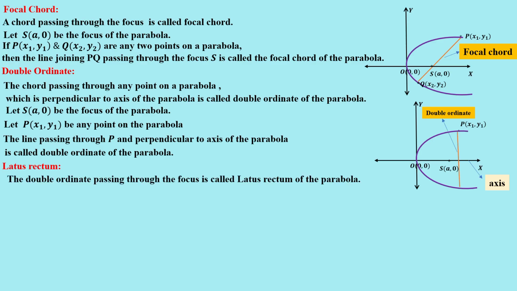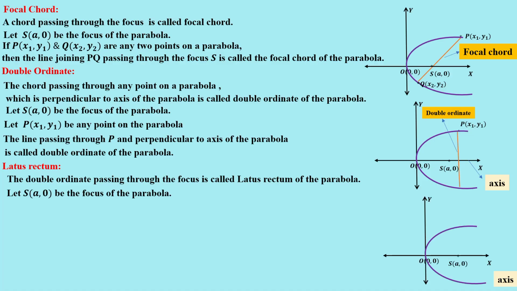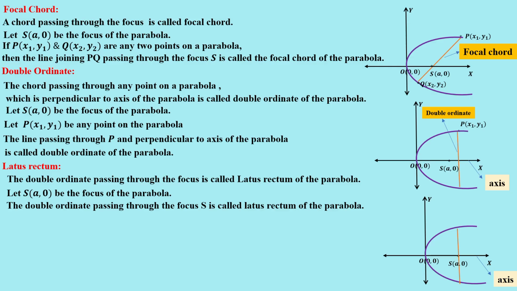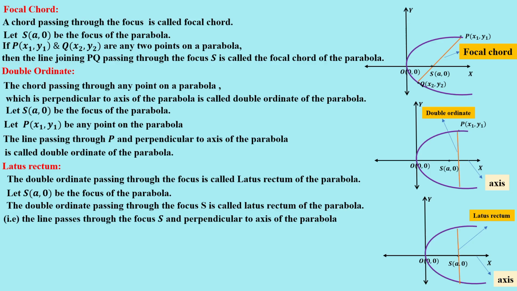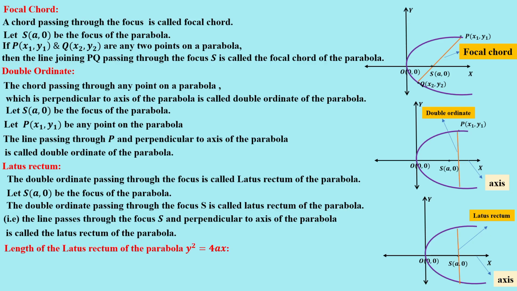Latus rectum: the double ordinate passing through the focus is called the latus rectum. Suppose the double ordinate passes through the focus, then it is called the latus rectum of the parabola. That is, the line that passes through the focus and is perpendicular to the axis of the parabola is called the latus rectum of the parabola.